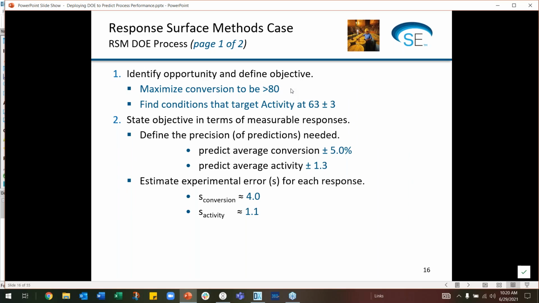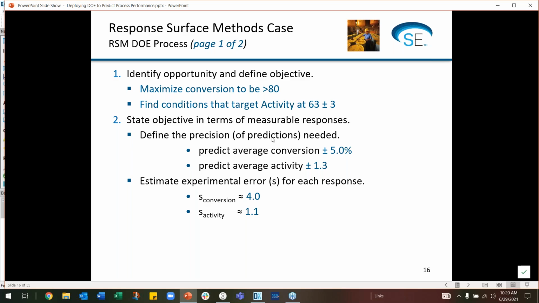So we have two responses. The first response, we want to maximize the percent conversion, and we want our percent conversion ultimately to be greater than 80%. And then we are trying to get a target activity level of 63 with an acceptable range between 60 and 66.